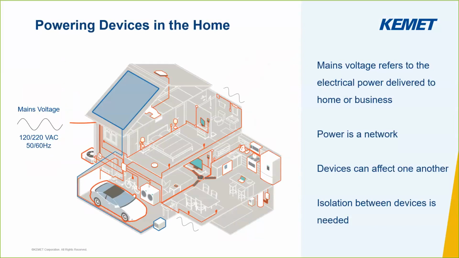Power in the home can be thought of as a network of multiple devices connected together on the same AC voltage line. Since these devices are on the same power network, they can affect one another. Therefore, it's important that there's proper isolation between all of these devices.